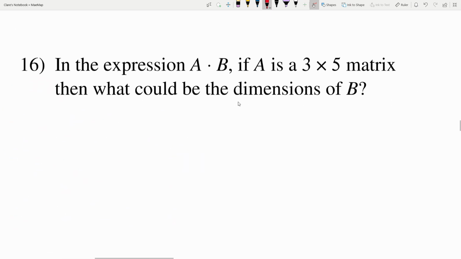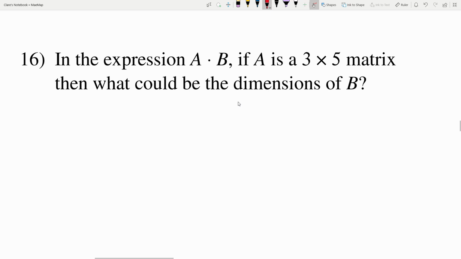And lastly, number 16, in the expression A times B, if A is a 3 by 5 matrix, then what could be the dimensions of B? So if A is a 3 by 5 matrix, and we're multiplying that by some other matrix, well, we know for a fact that the columns in the first matrix, so our number 5, has to match, so we need to have 5 rows in matrix B. But the columns, well, they can be whatever we want them to be. 1 would give us a 3 by 1 matrix as the result.